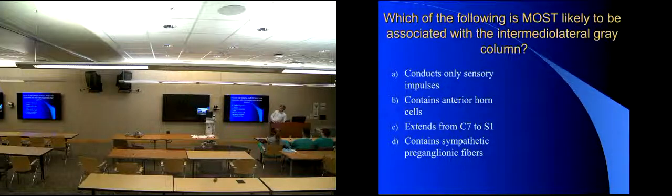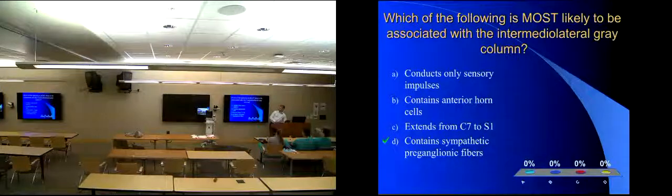Which of the following is most likely to be associated with the intermediolateral gray column? This is taking me back to basic stuff. I think it's D. Any other takers? D is correct. So why did you say D? I just remember that's where the origination of the sympathetic outflow comes from. Good. So this column is going to have your preganglionic fibers. That's exactly right. That's where your SNS is going to originate.